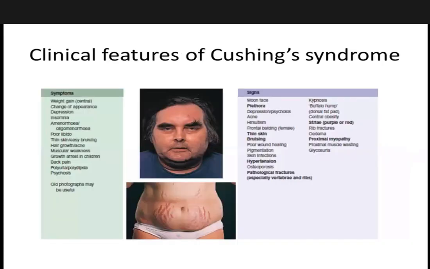Right. So these are the clinical features of Cushing syndrome. From second MD onwards, we learn the clinical features of Cushing syndrome. They will have weight gain, change of appearance, central obesity, buffalo hump, and all that. They can have depression, insomnia, amenorrhea or oligomenorrhea, poor libido, and all sorts of clinical features. So again, you must know the clinical features and clinical signs of Cushing's syndrome. I'm not going to go one by one.